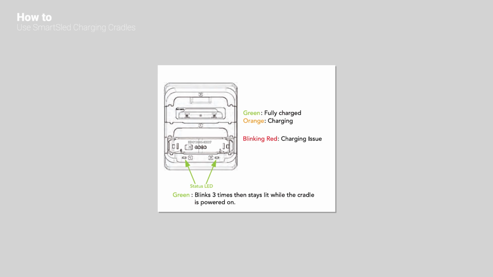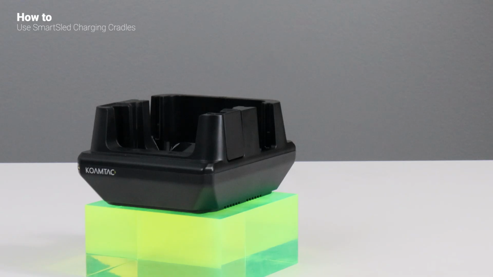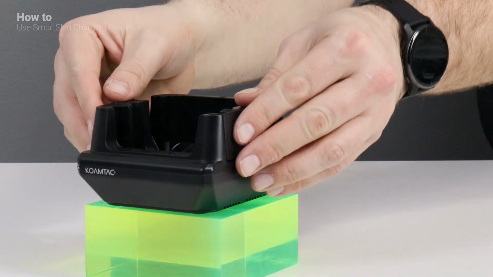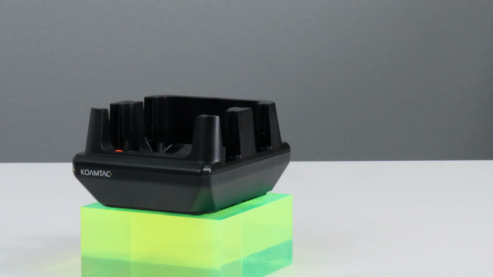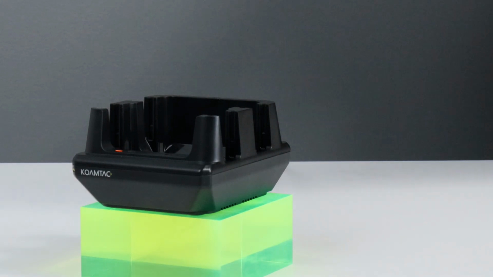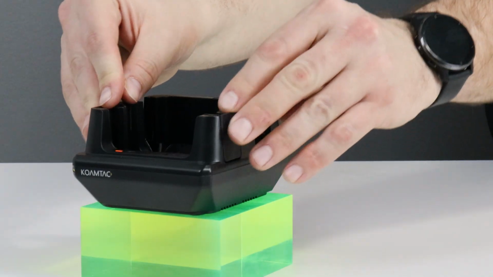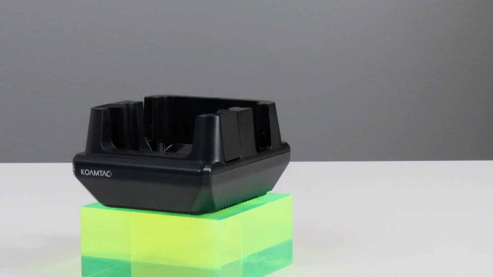Green meaning that the device is fully charged, while orange means that the device is charging. If you receive a blinking red light, it means that there is a charging issue. Swapping charging spacers is easy. To remove a spacer, grip the spacer by the outsides and lift it up out of the cradle. To reinsert the spacer, grip the spacer on the outsides and press it down into place until you hear a click.